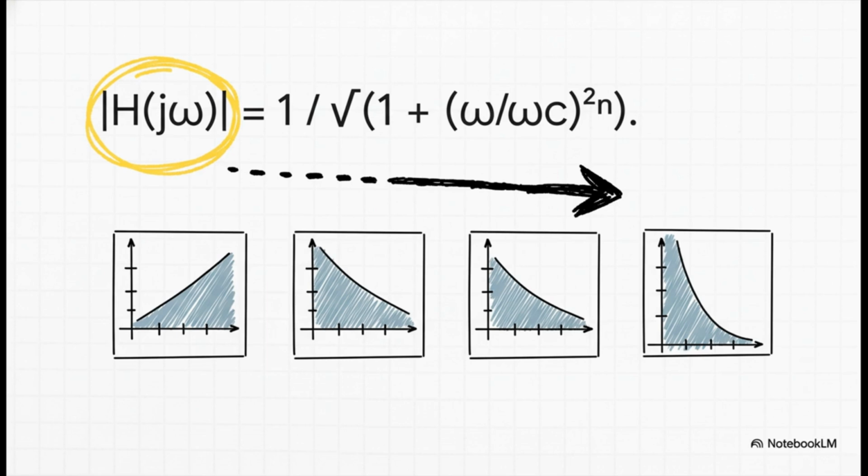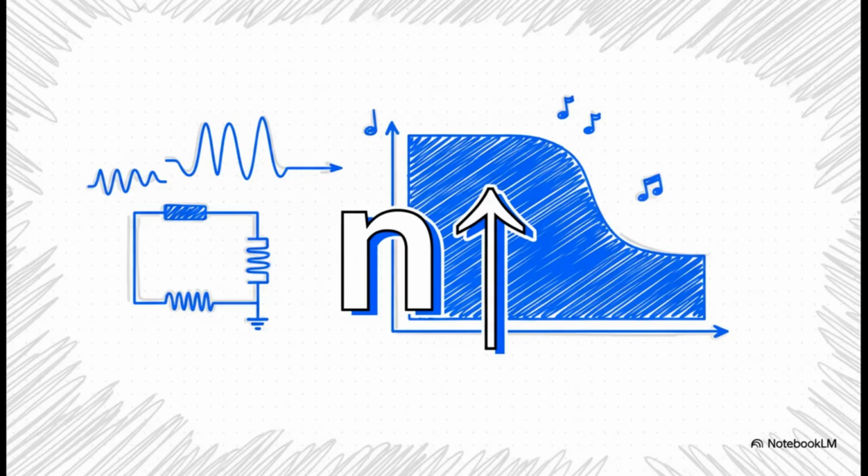Just focus on one single letter in there, N. That's called the order of the filter. And you can just think of it as its power level. It's really simple. The higher the number N is, the sharper and more effective the filter gets.